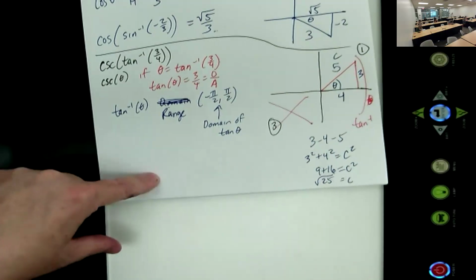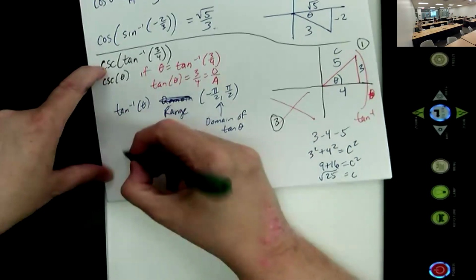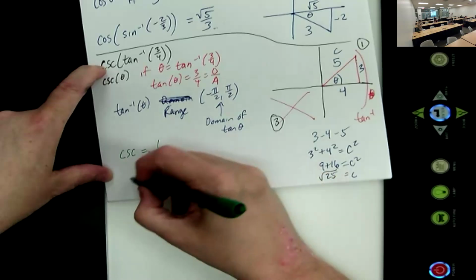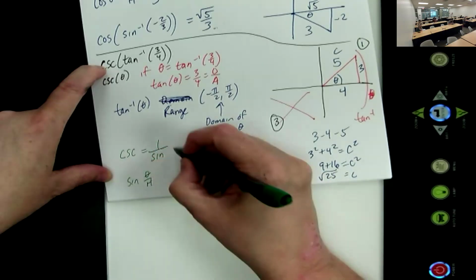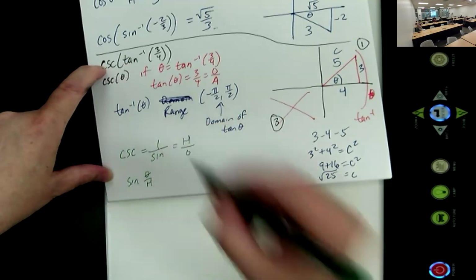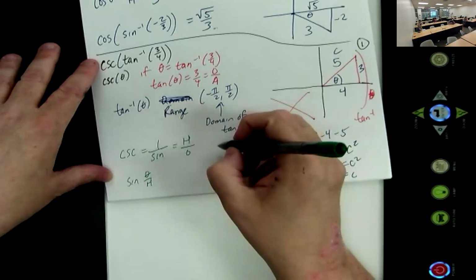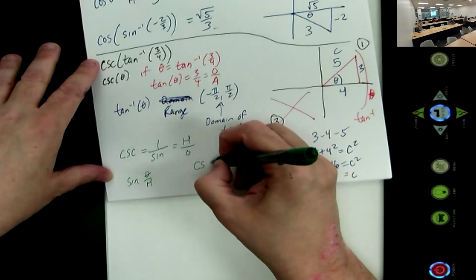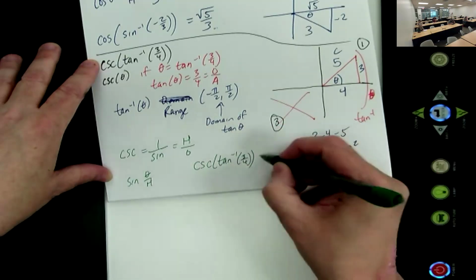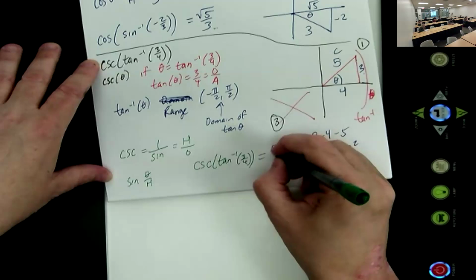So that, what did we want? We wanted cosecant. So cosecant is 1 over sine. Sine is normally opposite over hypotenuse, which means cosecant is hypotenuse over opposite. Which on this one should be cosecant of tangent inverse of 3/4. Hypotenuse is 5, opposite is 3, 5 over 3.